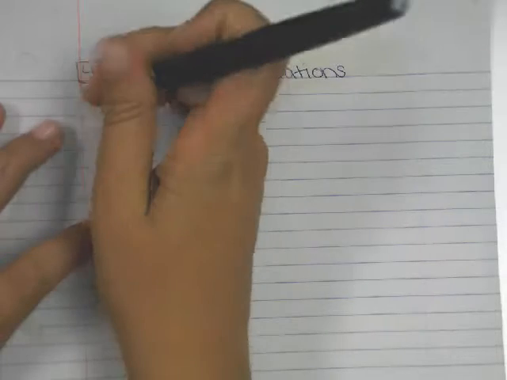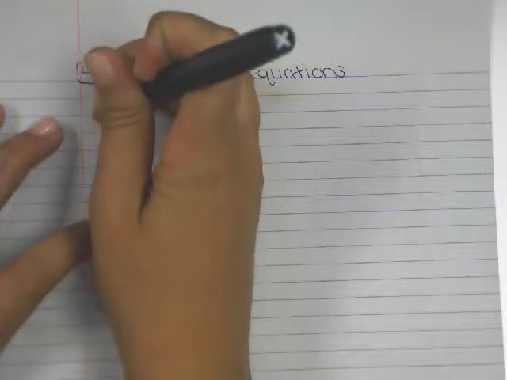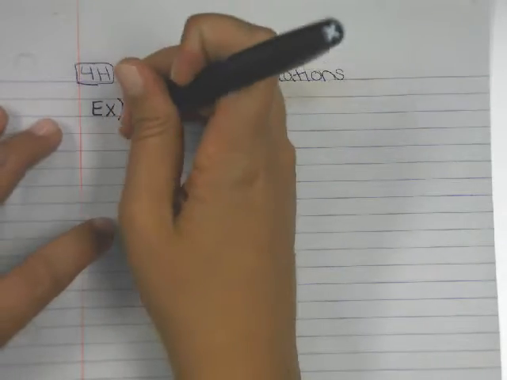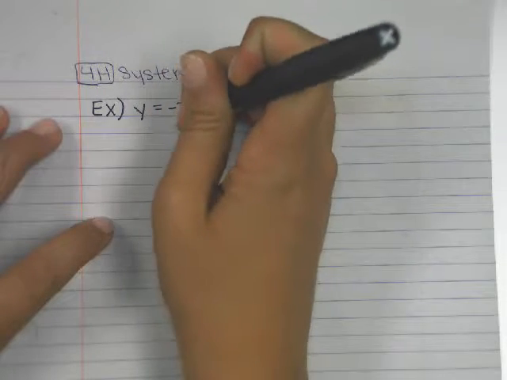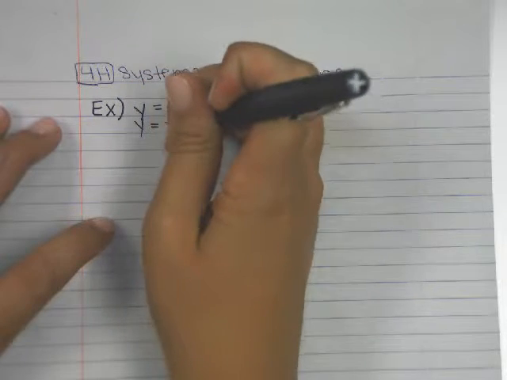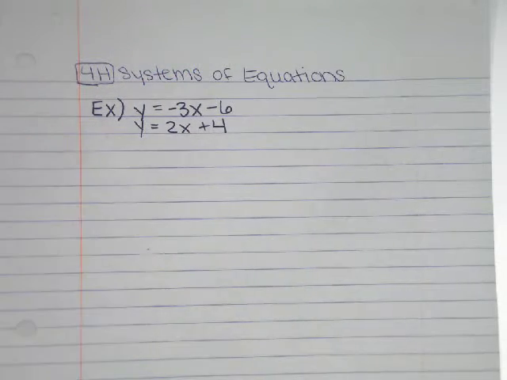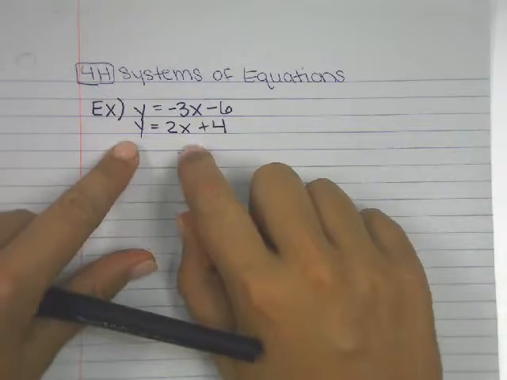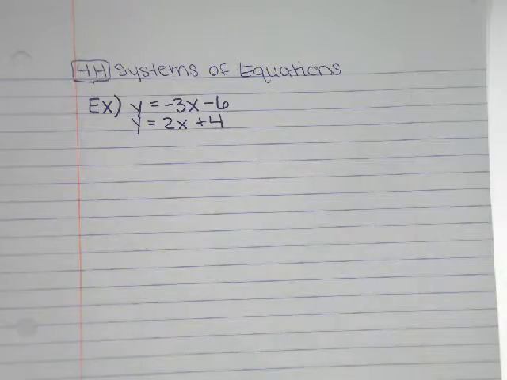So let's get started. A system of equations is two or more equations with multiple variables. So this is an example of a system of equations. We have two equations in two variables, x and y, two different equations. Our goal to solve a system is to find all points that they share. So all points that these two lines have in common.